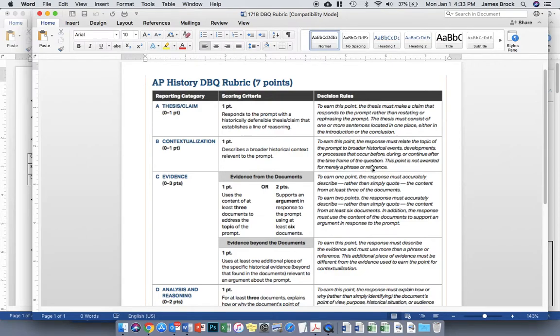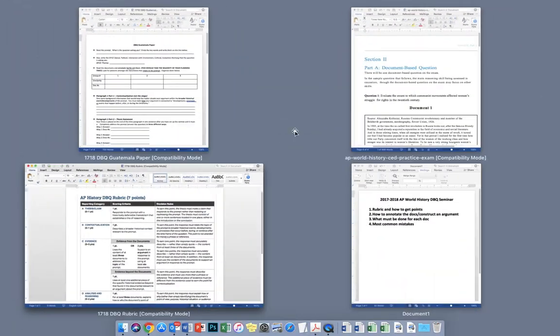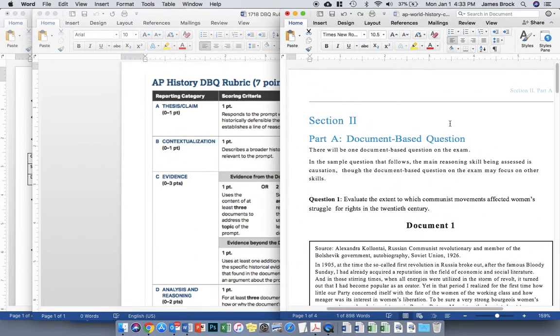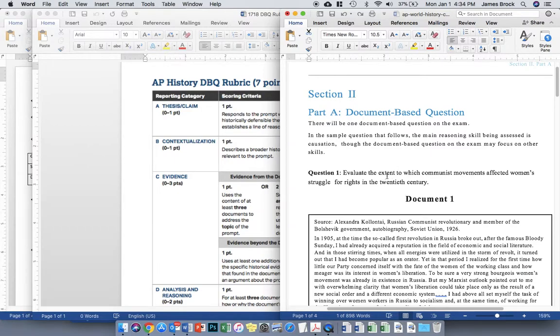So if we look at the practice question we're going to use today, this is from the practice test that AP has released publicly. And the question says this: evaluate the extent to which communist movements affected women's struggle for rights in the 20th century.